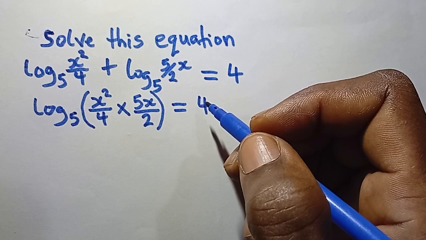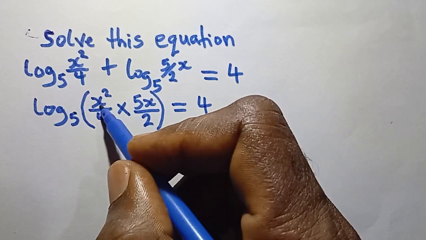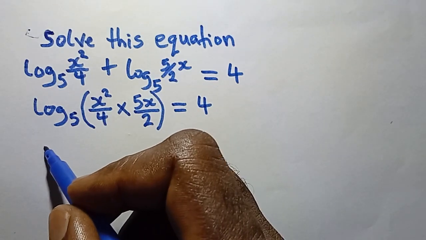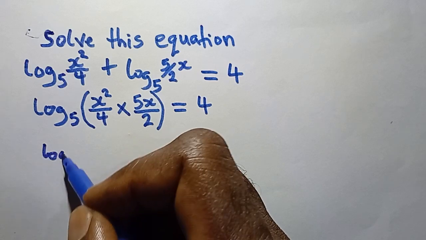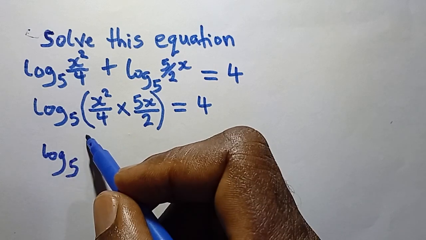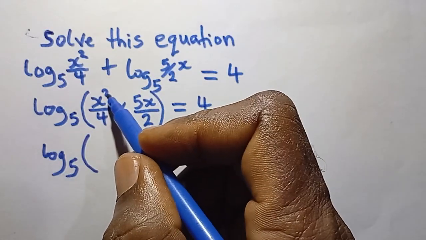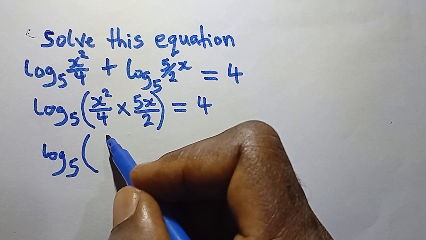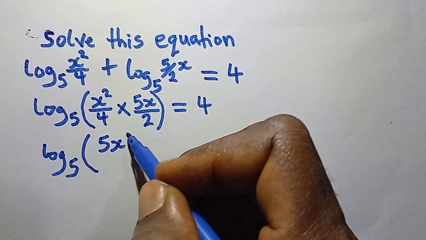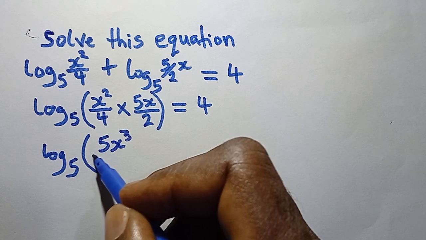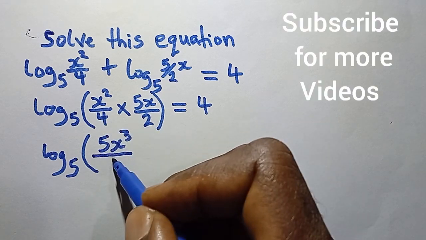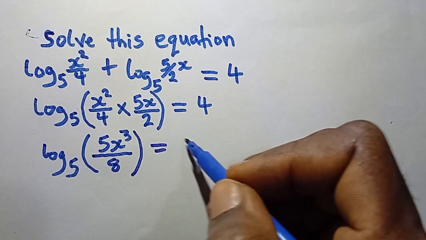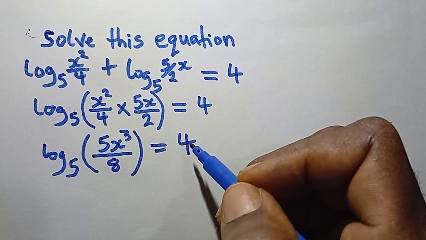So now that we have this, let's multiply what we have in this bracket here. So I'm going to write log to the base 5. x squared multiplied by 5x is going to give us 5x cubed, all divided by 4 times 2 is 8. Then we'll close the bracket and we'll say is equal to 4.